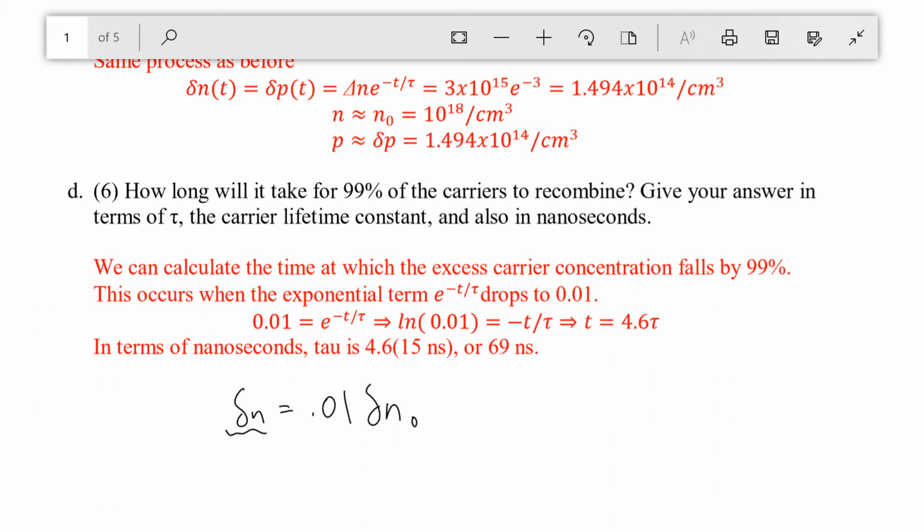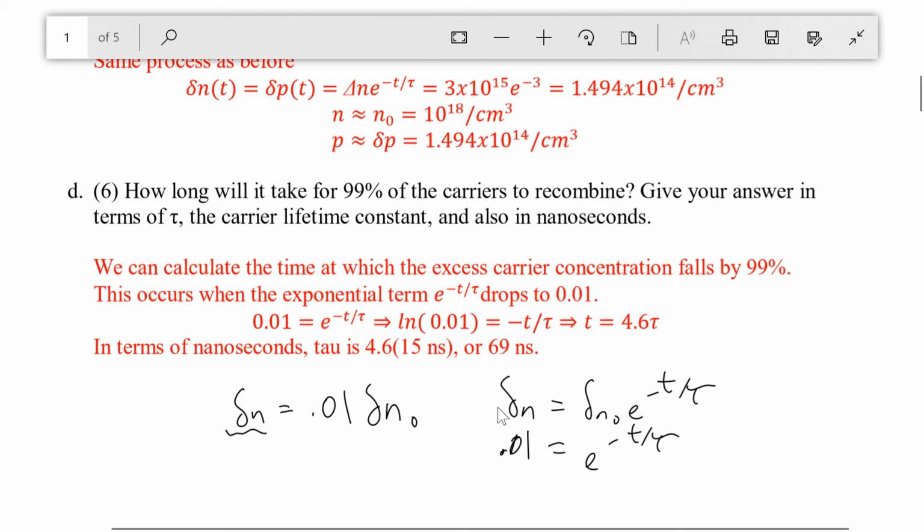All right. So we want to set up this equation: delta n equals delta n 0 e to the negative t over tau. And with this ratio, delta n is equal to 0.01 delta n 0. So then this becomes 0.01 delta n 0, but that's what's on the other side that cancels. So you're just left with 0.01 equals e to the negative t over tau.